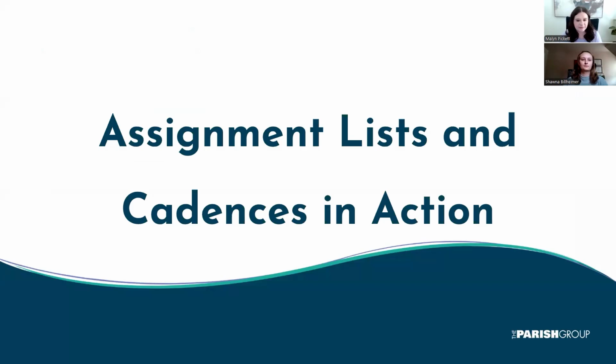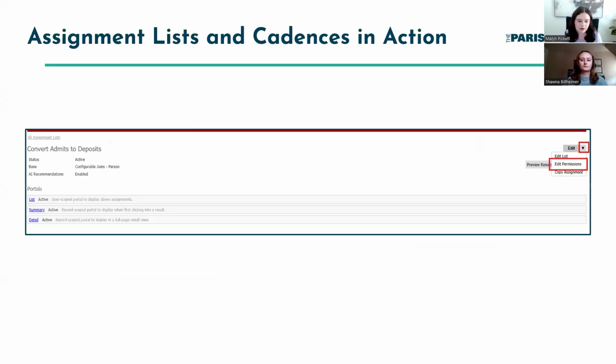Now that we have our assignment list and cadences built out, how do we actually use these tools? First, you'll want to make sure that your assignment list is shared with the proper users. Navigate back to your assignment list and click on the arrow next to that big edit button and click on Edit Permissions. Add the roles or the users that should have access to the assignment list here.